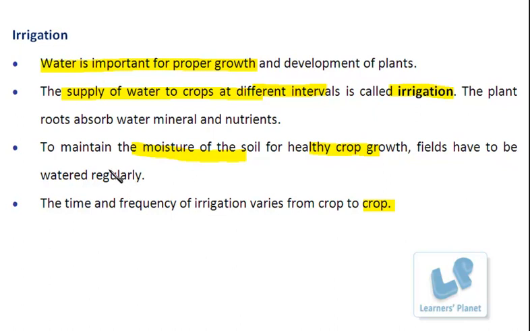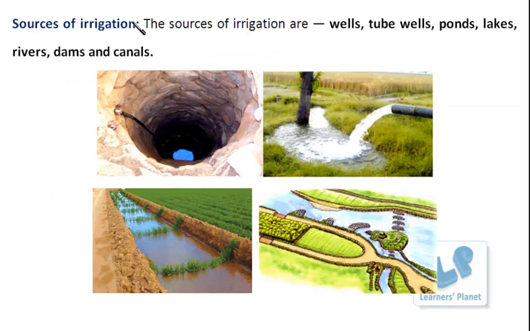Now we need to know the sources of water from where irrigation is possible. The common sources of irrigation are wells, tube wells, ponds, lakes, rivers, dams and canals. Some pictures are shown here. This first one is the simple dug well, right? Land is dug up to a particular depth from where the water is exposed. The next one is the tube well. This picture is showing the canal, and here is the river lift system.